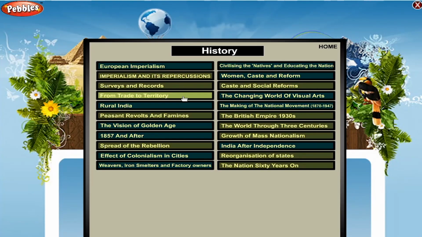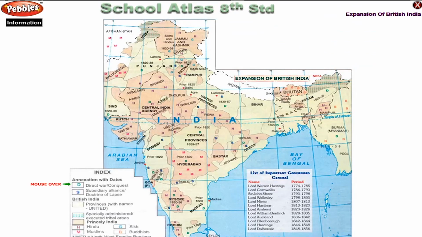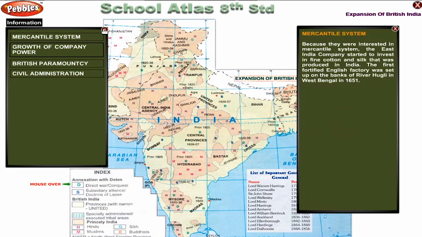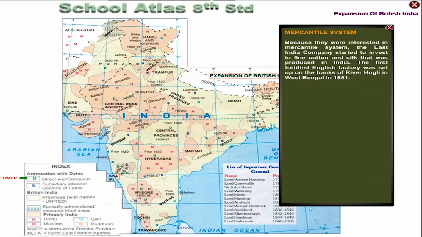From trade to territory. Mercantile system. Because they were interested in mercantile system, the East India Company started to invest in fine cotton and silk that was protected in India. The first fortified English factory was set up on the banks of river Hooghly in West Bengal in 1651.